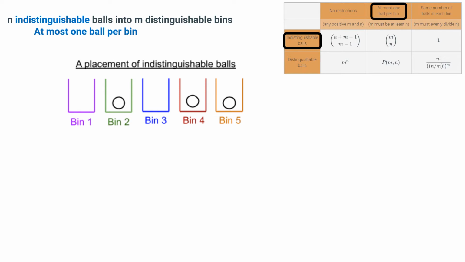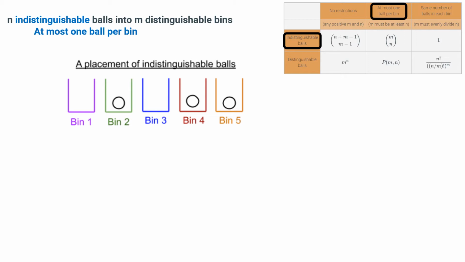So we have indistinguishable balls, so they all look the same, but we have at most one ball per bin. Here's a picture of 5 bins, and some of the bins have one ball, some of the bins have no balls, because it says at most one per bin. These are the only possibilities: either no balls in there or one ball in there.